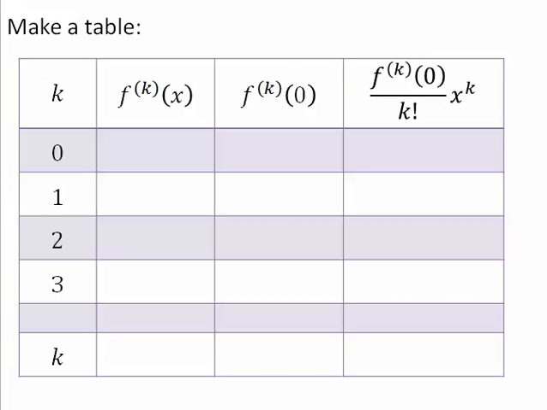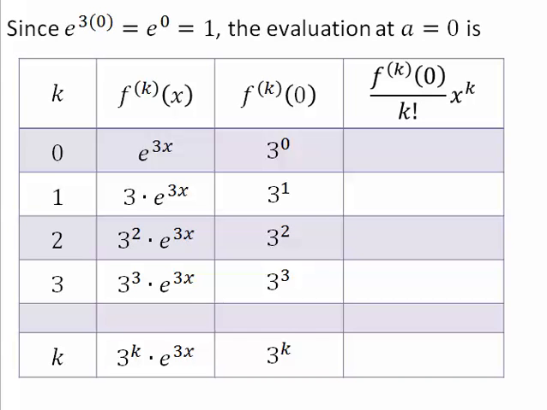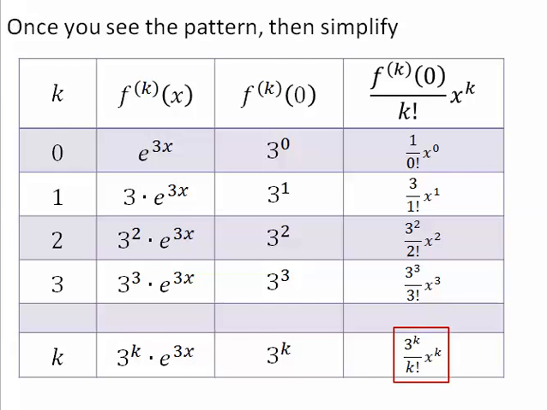And I like to make a table to help me keep my information organized. So first I find all the derivatives, and I find as many derivatives as I need until the pattern becomes fairly obvious. So these are my derivatives, and then next I'm going to evaluate the derivatives at 0, and after I do that, I'm ready for my last column. Now, resist the temptation to simplify. It is after I find my generalization that I simplify.